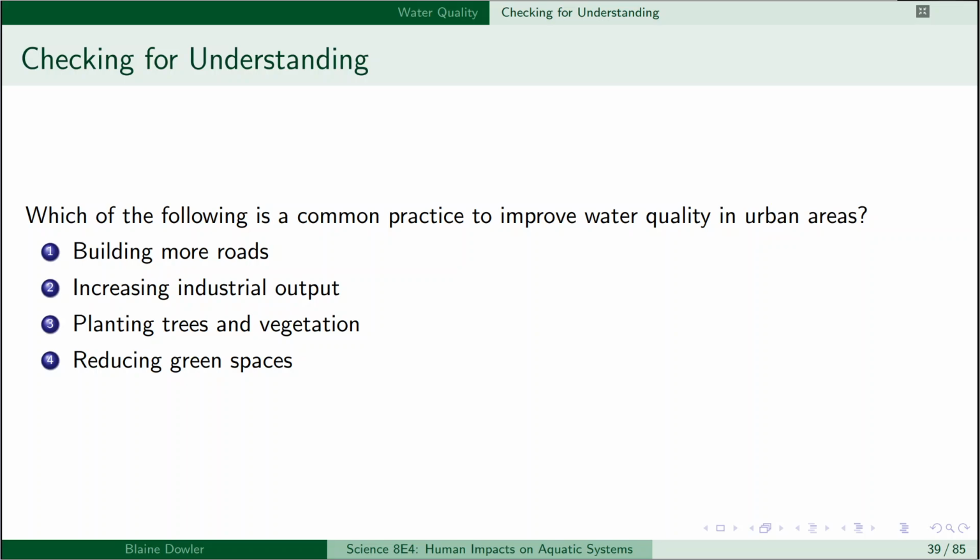Checking for understanding. Which of the following is a common practice to improve water quality in urban areas? Building more roads, increasing industrial output, planting trees and vegetation, or reducing green spaces. Pause now if you need more time. It is planting trees and vegetation.